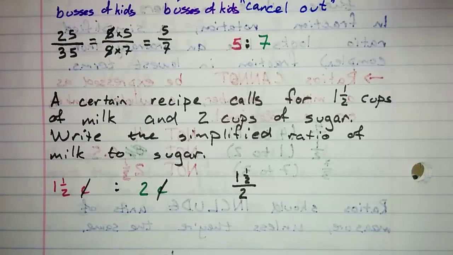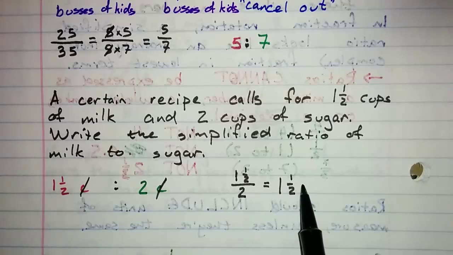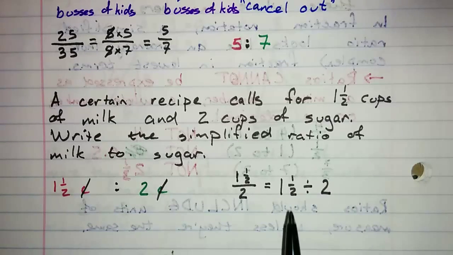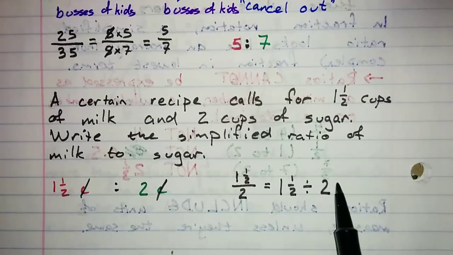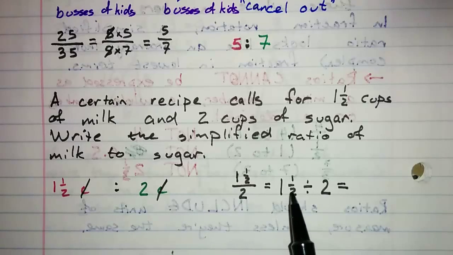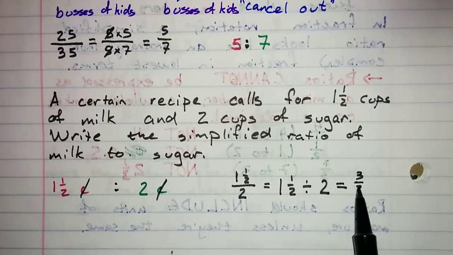We understand the main fraction bar is division. So I have 1½ divided by 2. To do this division, I need to write both of these as improper fractions. I take my one whole thing, cut it into 2 equal parts. That gives me 2 halves. Plus the 1½ I started with, I have 3 halves.